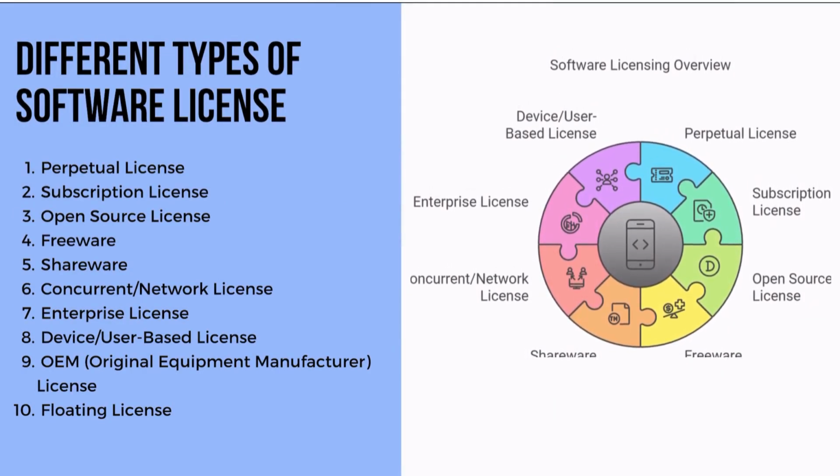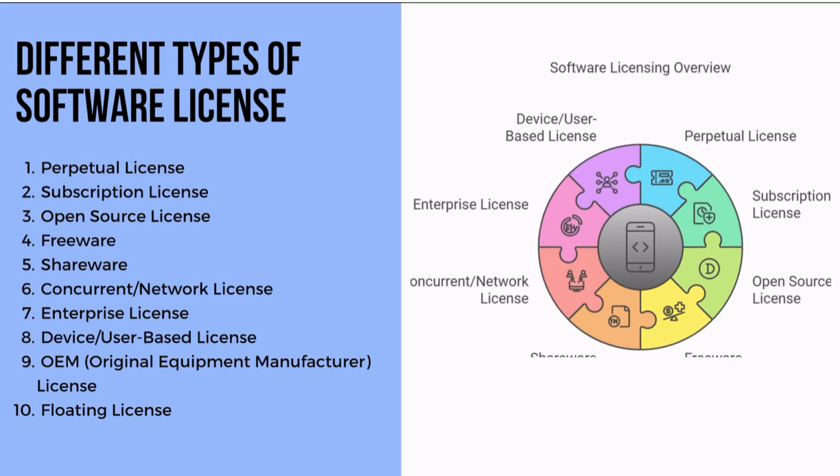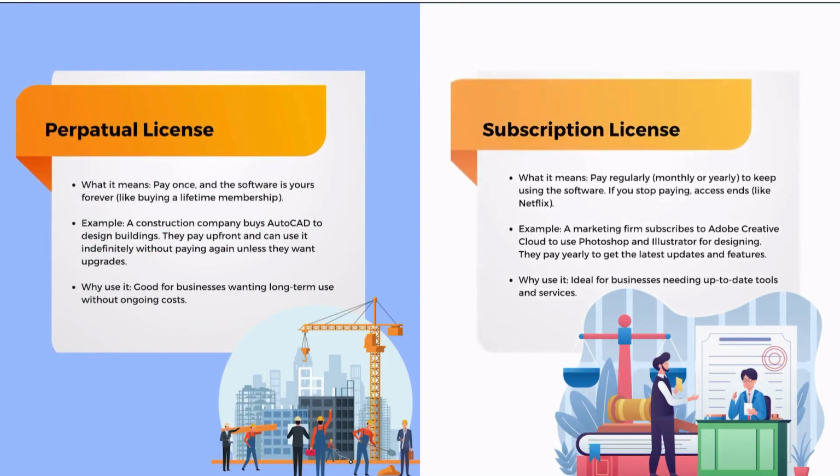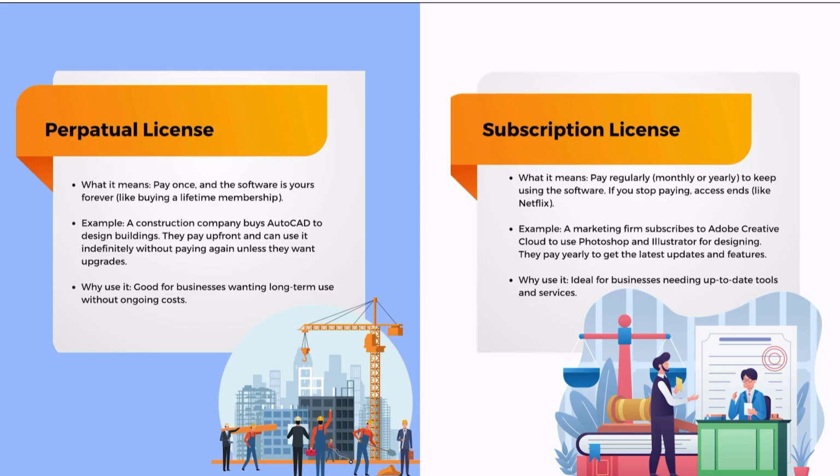So, different types of software licenses: perpetual license, subscription license, open source licenses, freeware, shareware, concurrent or network license, enterprise license, device or user based license, OEM or floating licenses. Now that we know what a software license is, let's talk about the different types of licenses out there. Think of this like different ways to access your favorite movie. Sometimes you buy a DVD, you own it forever. Sometimes you stream it on Netflix, and sometimes you just watch free clips on YouTube.